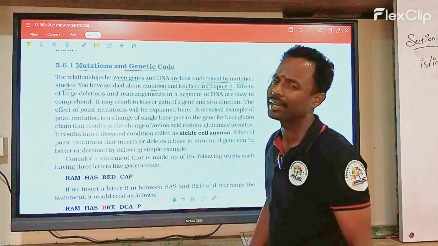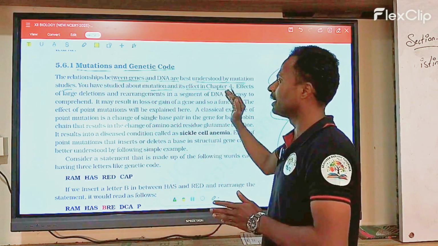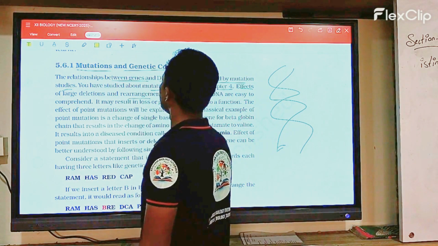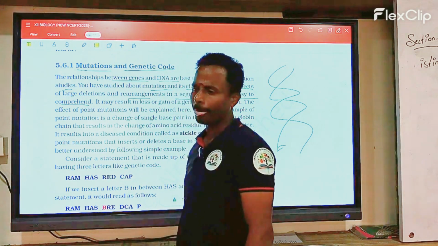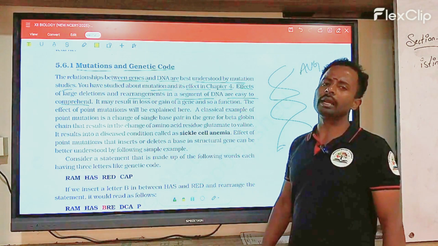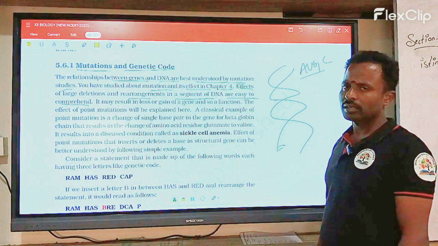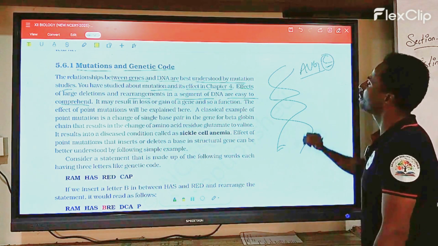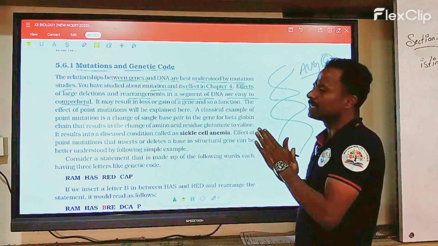In the chapter on the principles of inheritance we clearly discussed mutation. The effects of large deletions and rearrangements in a segment of DNA are easy to understand. For example, here AUG is present. If in case you add a cytosine here, does mutation take place or not? Mostly mutation will take place here, because there is only a single base pair present.